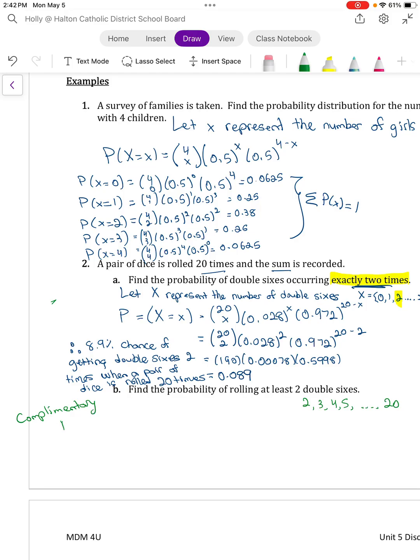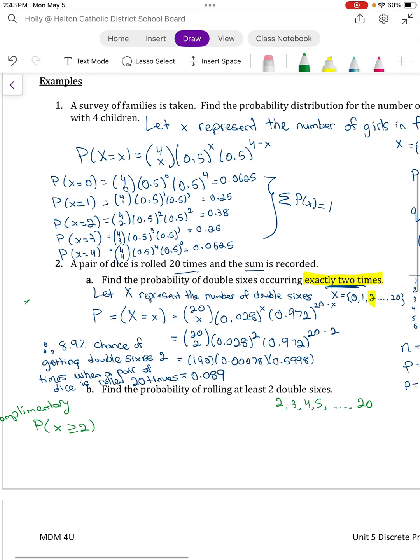So we're looking for the probability that our X is greater than or equal to 2, because it says at least 2 double sixes. So I can have 2 all the way up until 20. So what I would have to do there is take 1 minus the probability of 0 double sixes being rolled minus the probability of 1, because these are the cases that we don't want. Okay, so it's a complementary event.